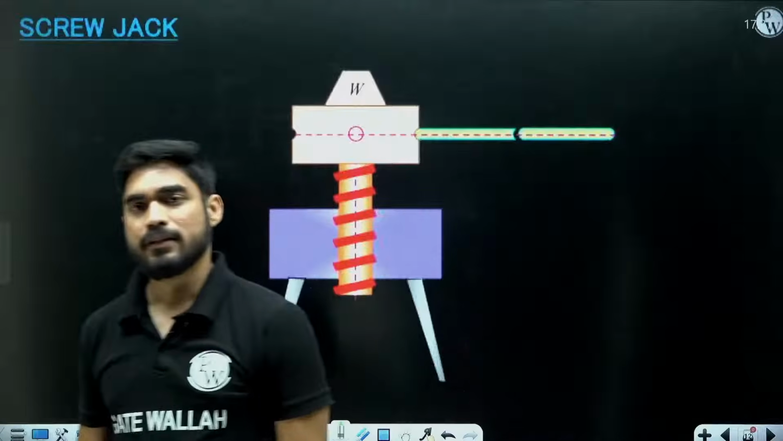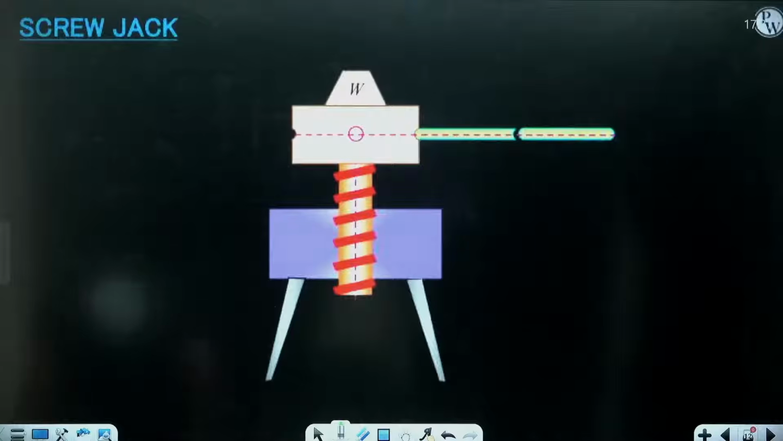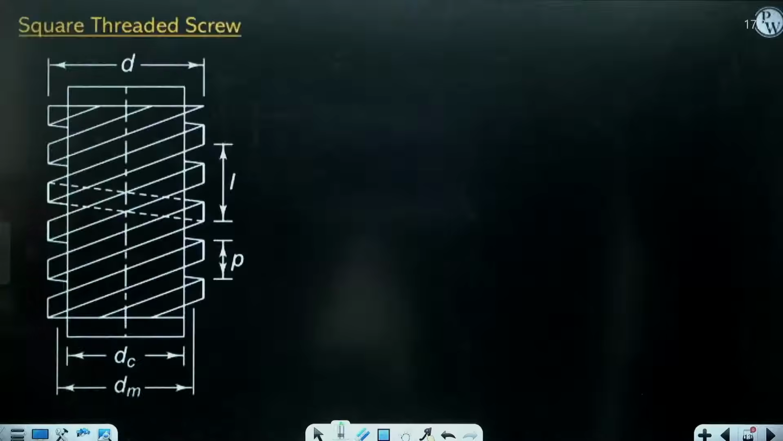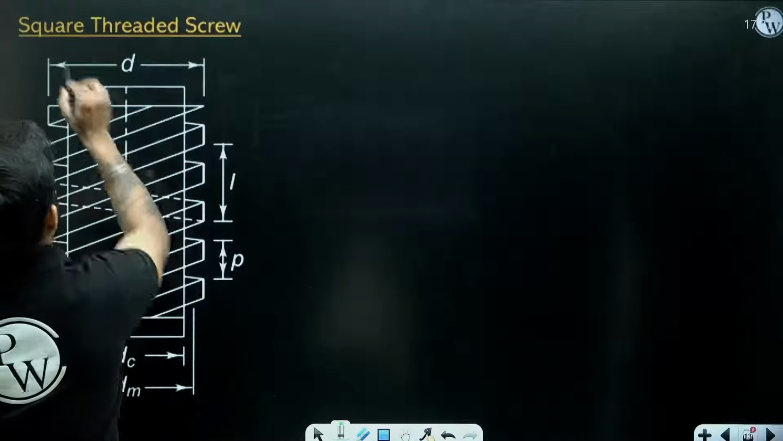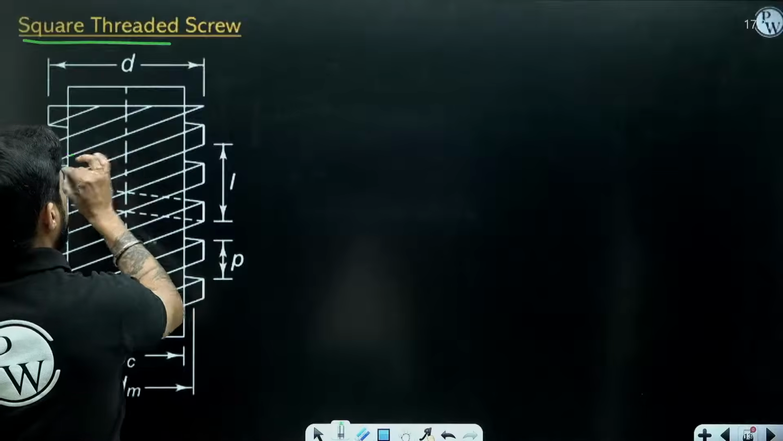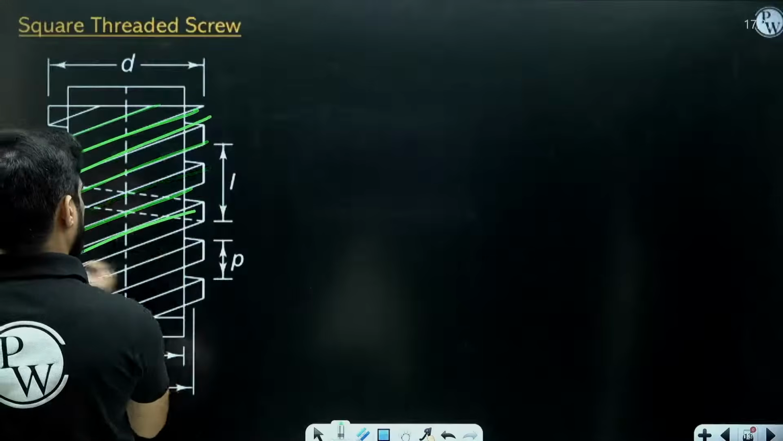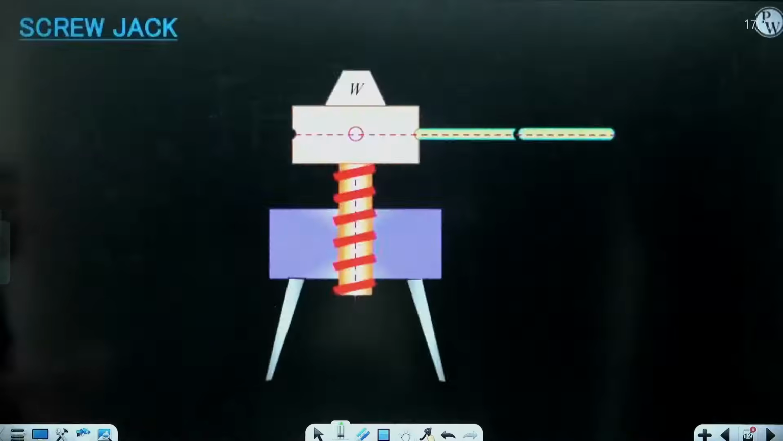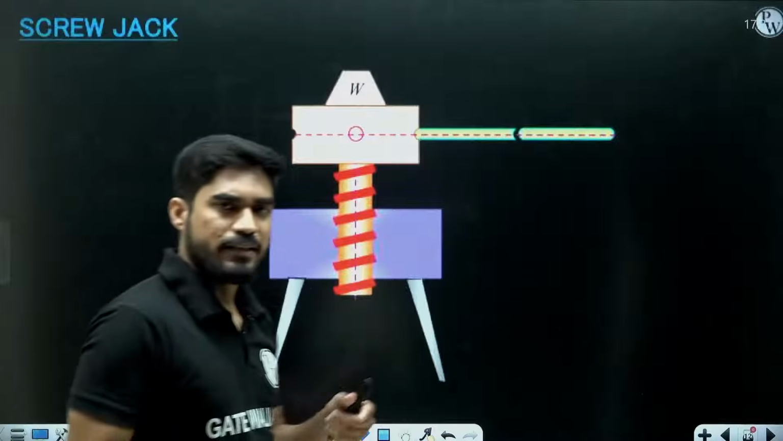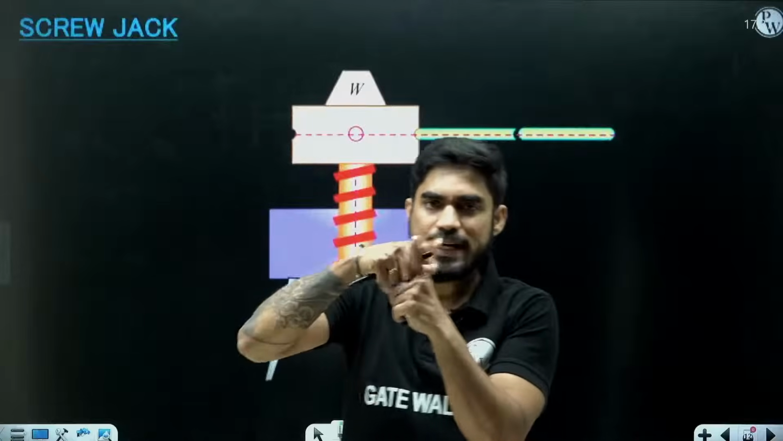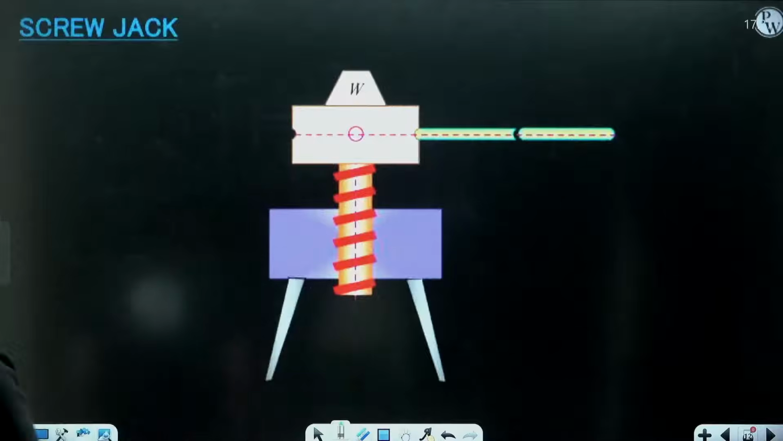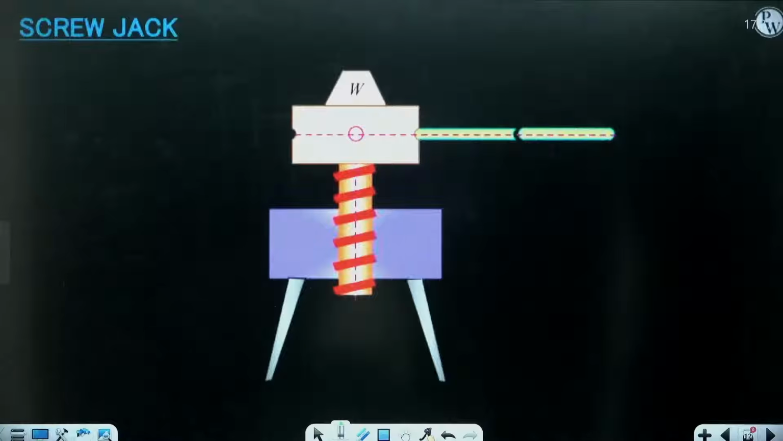Okay. Now let's understand about the screw first. Let's understand the nomenclature of the screw. So this is the screw which has square threads. These are known as threads. There are threads on the screw, then there are threads on the nut. And these threads combine, and then when you apply the force, it rotates. Okay, just like the cap of a bottle.